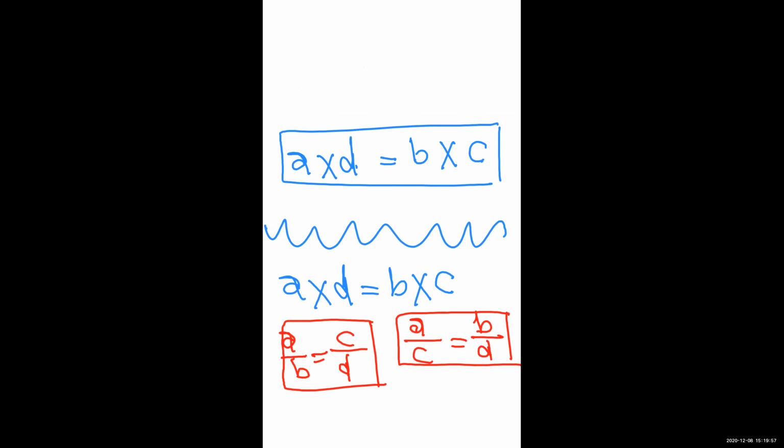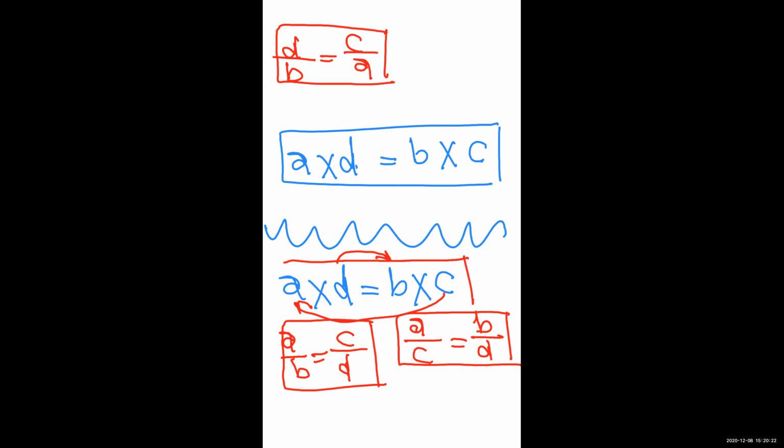Then if I want to get D over B, so D over B will equal, of course, C over A, and so on, so that we can change the form of the ratios according to this rule. Okay, are we clear? Yeah, it's clear. Okay, so let's solve some examples related to this one.